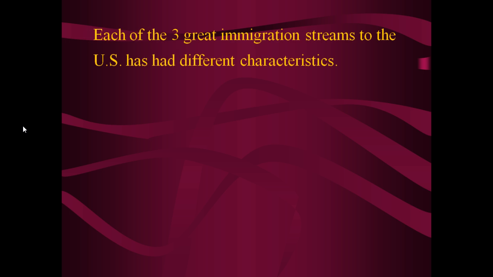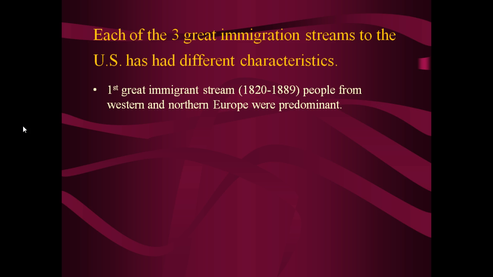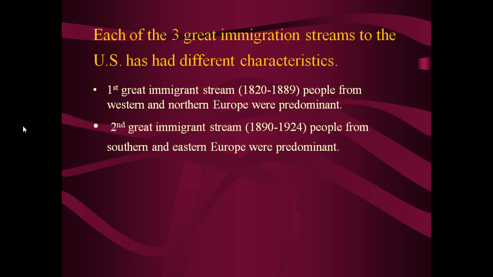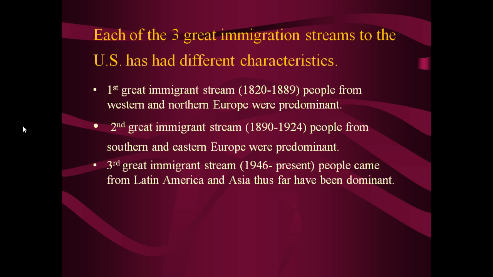There were three great immigrant streams that came to the United States. Each one had different characteristics. The largest absolute number of the first stream arrived during the 1880s. In the text, you will learn about those characteristics as well as the reasons they came to the United States.